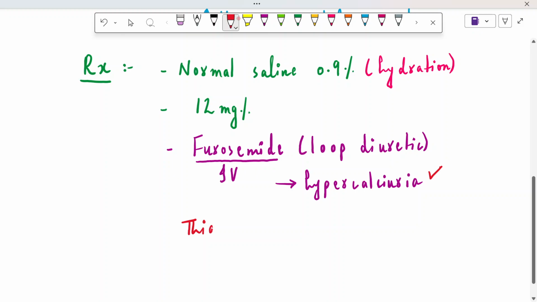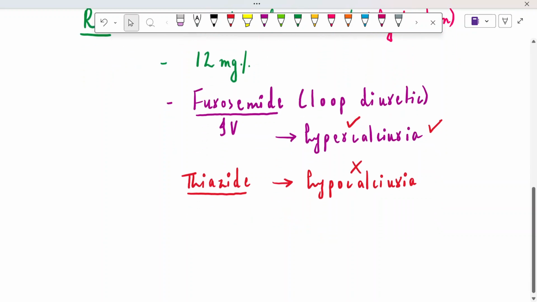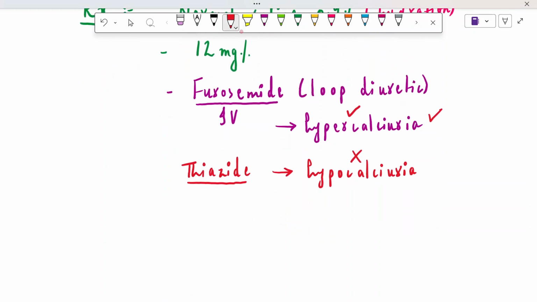The contraindicated drug is thiazide. Thiazide is also a diuretic, and furosemide is also a diuretic, but furosemide is beneficial. Thiazide is contraindicated because it causes hypocalciuria. It prevents the excretion of calcium in the urine, and we do not want this. We need hypercalciuria instead of hypocalciuria. So thiazides are contraindicated, and furosemide is okay.